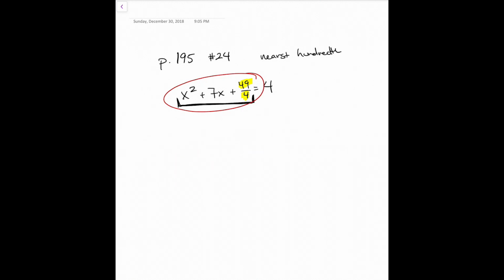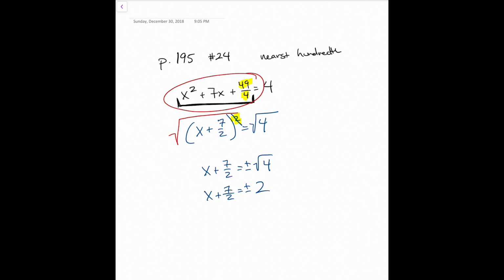Let me rewrite that here. So I have x plus 7 over 2 squared equals 4. It asked me to use the square root property. So like I said before, that means I'm going to have to use the square root somewhere in this, and here it is. I need to get rid of that squared, and the only way to do that is to square root. So that cancels out there, and I end up with x plus 7 over 2 equals plus or minus the square root of 4. Okay, so x plus 7 over 2 equals plus or minus 2.